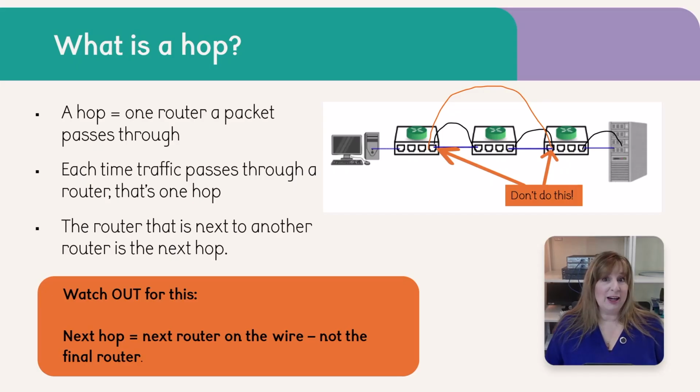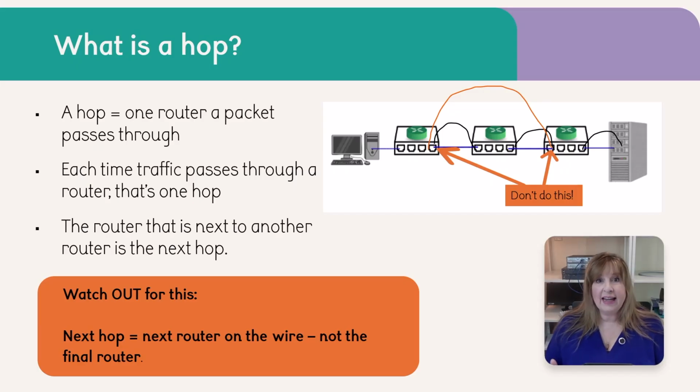I want you to watch out, because one really common mistake at this point is trying to configure a router's next hop as a router that's multiple routers away. The next hop is not the final destination router necessarily. The next hop is only the very next router that your router is directly connected to.